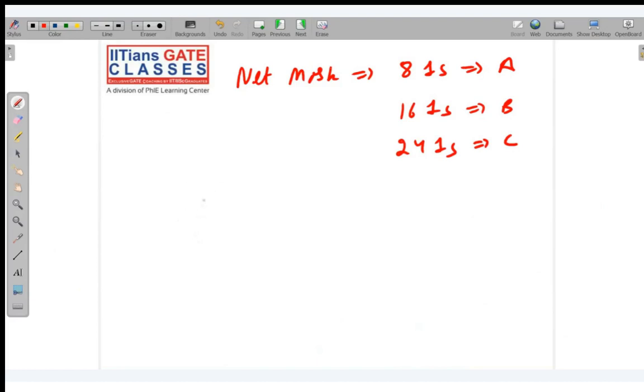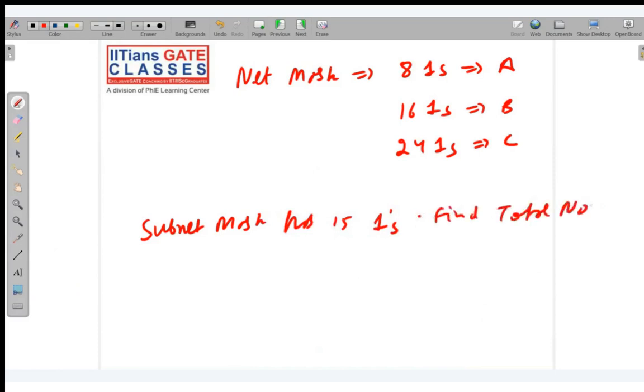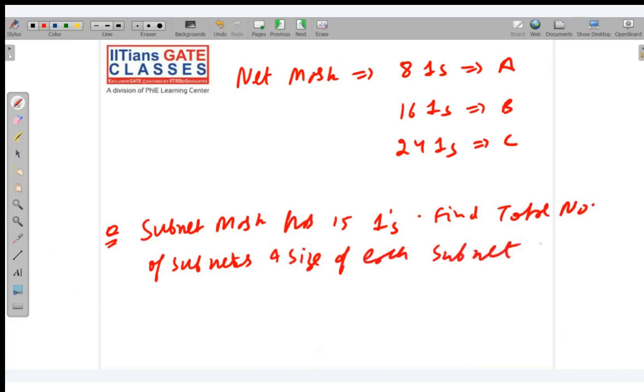And they will say subnet mask. Another question I am telling you: subnet mask has 15 ones. Find total number of subnets and size of each subnet. So they will try to twist the question. Now, they cannot ask starting address and last address. For that they have to give the IP address.